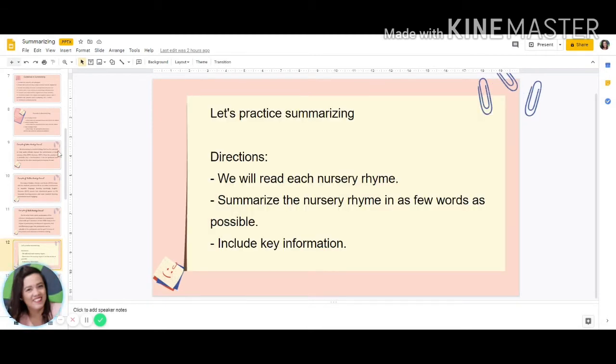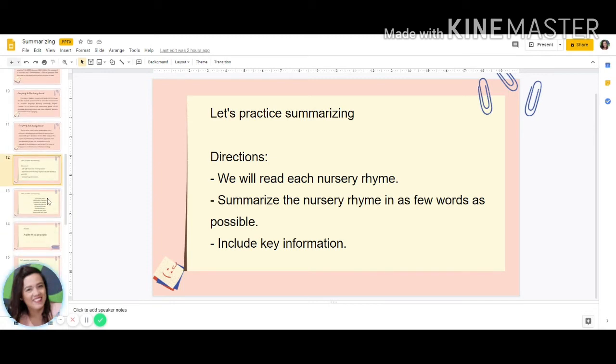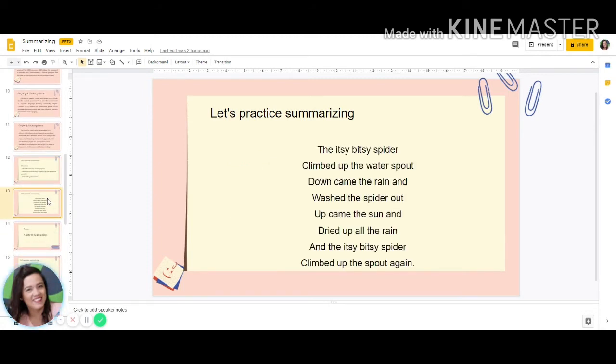So let's practice summarizing. Let's see examples here. So we have here nursery rhyme, and actually this is a song.